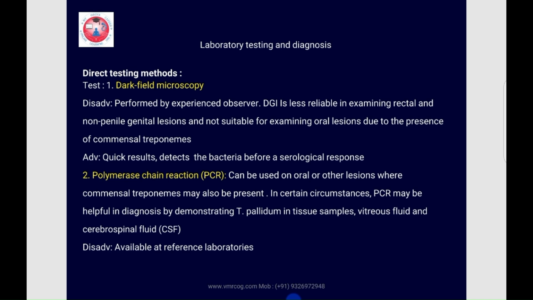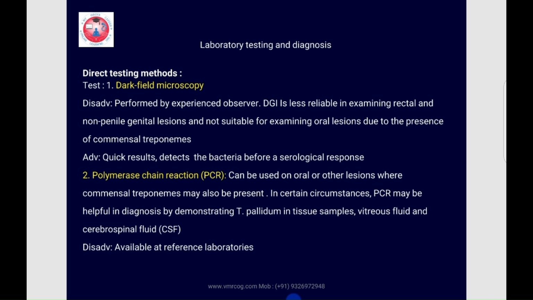So let's see the advantages and disadvantages of each. For dark field microscopy, you require an expert observer, performed by an experienced observer, and DGI is less reliable in examining rectal and non-penile genital infections, and it is not suitable for examining oral lesions due to the presence of commensal treponemes. So dark ground illumination or direct dark field microscopy has a limited role when you have rectal and non-penile genital lesions, and it is not suitable for oral lesions because many commensal treponemes are present, and it will not be able to differentiate Treponema pallidum from the other treponemes.